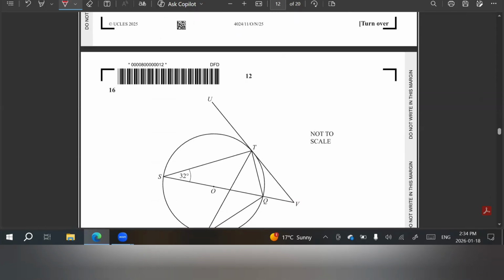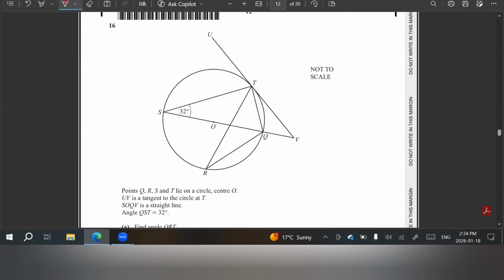The next question coming up on your screen is question number 16. This is about circle properties. He says points Q, R, S, and T lie on a circle with center O. UV is a tangent to the circle at T.